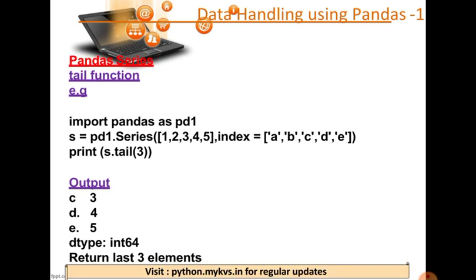Pandas Series tail function. Example: import pandas as pd1. s = pd1.Series([1, 2, 3, 4, 5], index=['a', 'b', 'c', 'd', 'e']), print(s.tail(3)). Output: c 3, d 4, e 5, dtype int64. It returns the last three elements.